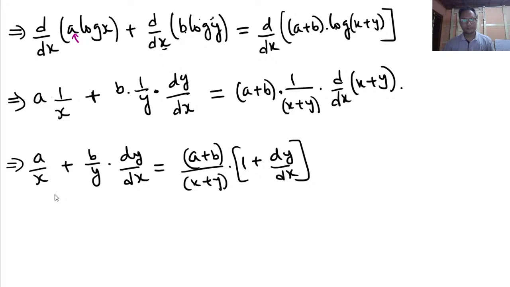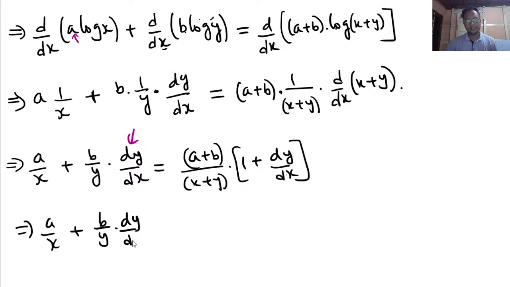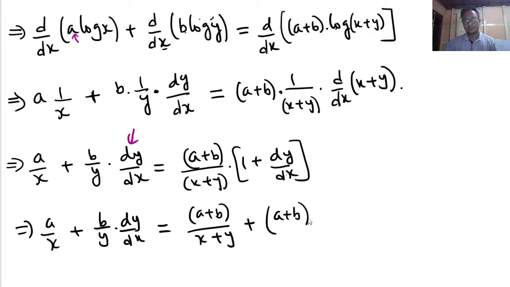Now here we are having dy by dx, and here we are having dy by dx. So we try to combine the terms which contain dy by dx. So a by x, then b by y dy by dx, and 1 on the other side, this much we are having, plus a plus b divided by x plus y dy by dx.